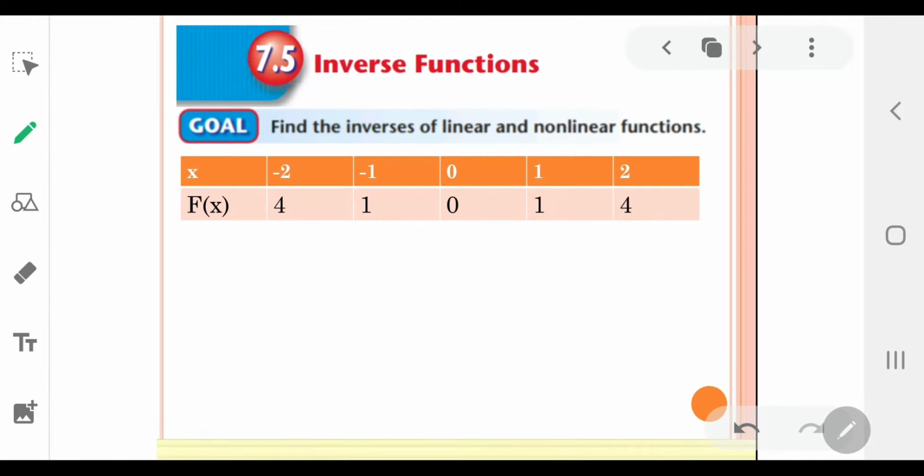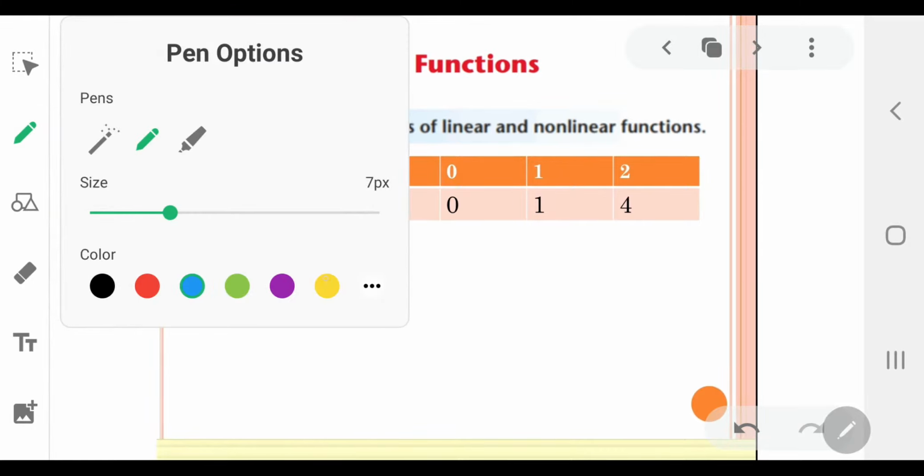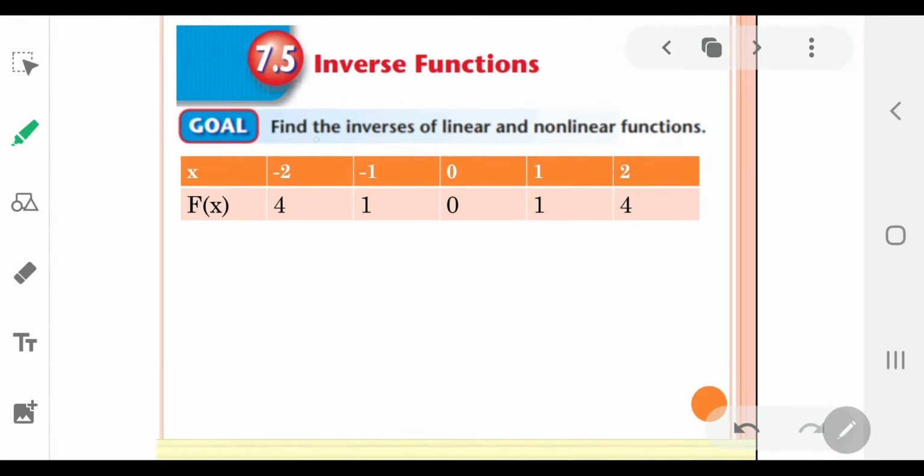Let's move on. Again, our lesson is 7.5 inverse functions, and our objective for this lesson is to find the inverses. What are the inverses? Before we move on in our lesson, we need to answer this question.